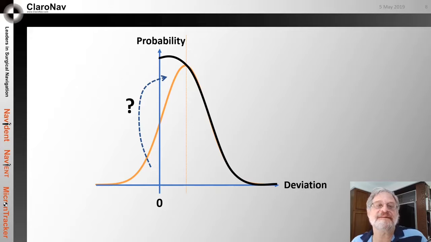We might think next that all we need to do is to take the absolute value of the deviations, so the negative values on the left of the 0 line will fold over to the right side, and we'll get a distribution looking like the black line here. But we'd be wrong.